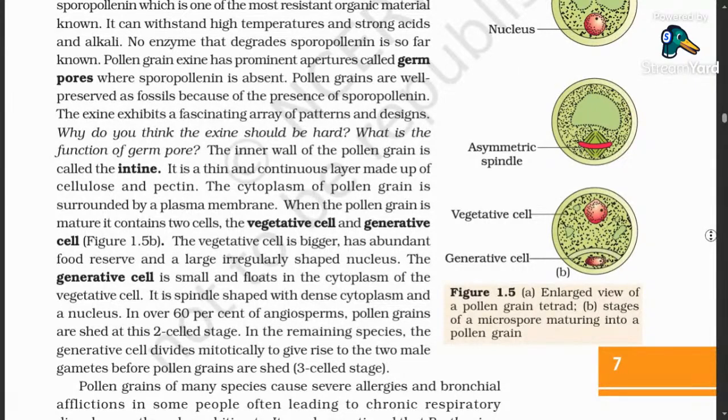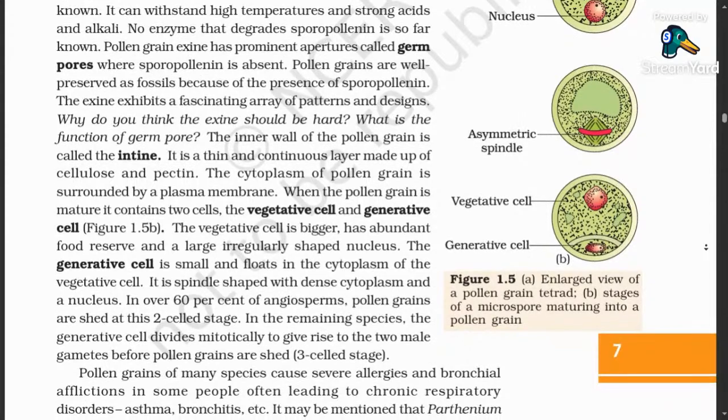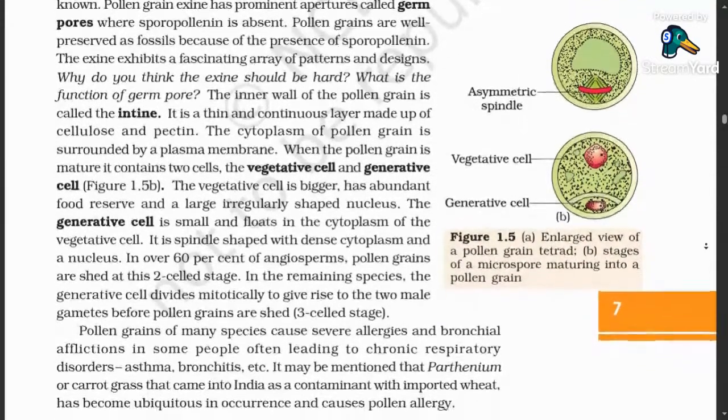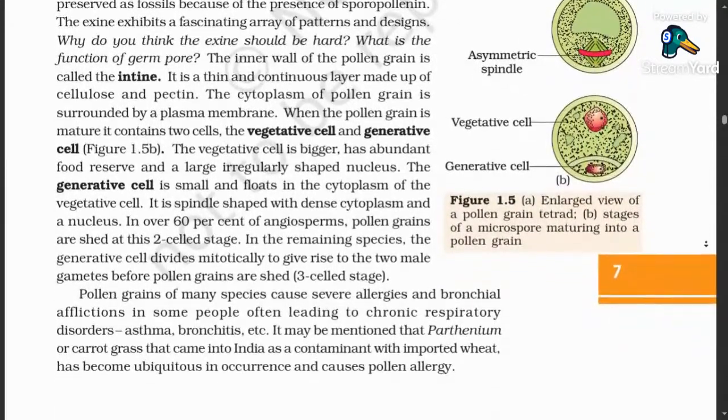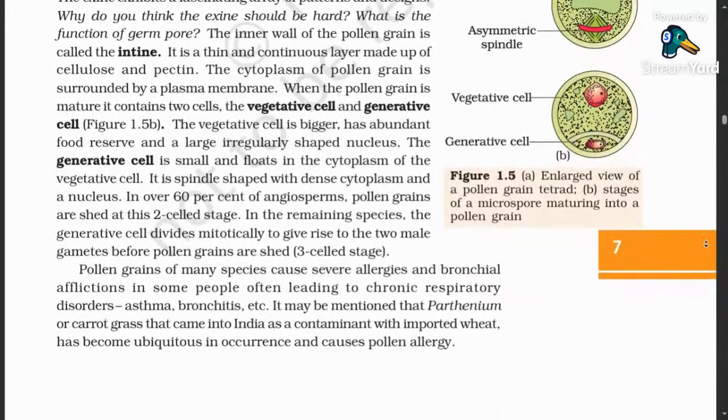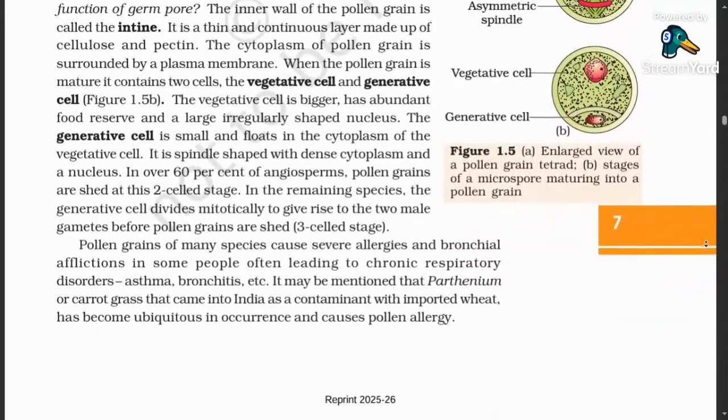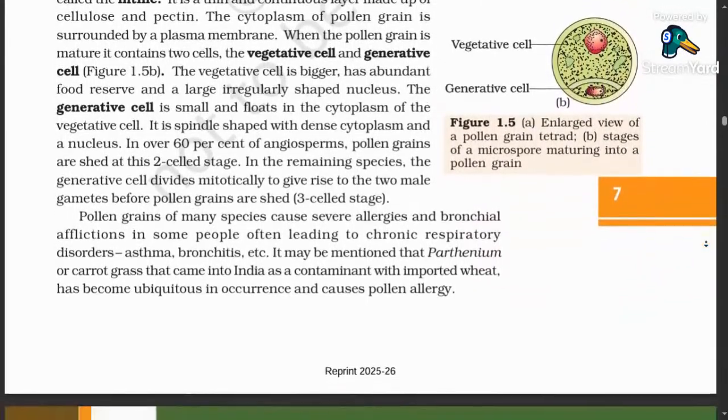The inner wall of the pollen grain is called the intine. It is a thin continuous layer made up of cellulose and pectin. The cytoplasm of pollen grain is surrounded by a plasma membrane. When the pollen grain is mature, it contains two cells, the vegetative cell and the generative cell.